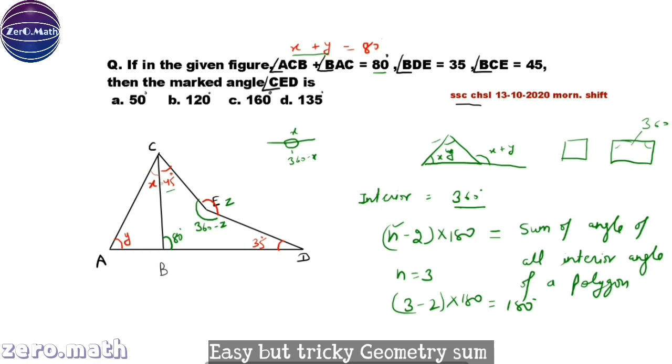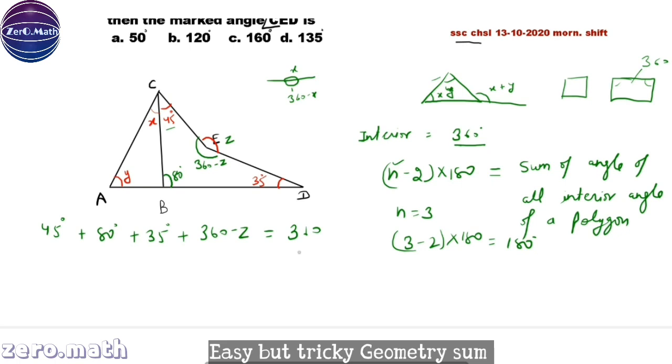Now once you know this concept, solving this sum is pretty simple. Let's start writing the equation. 45 degrees plus 80 degrees plus 35 degrees plus (360 minus Z) is equal to 360, which is the sum of internal angles of a quadrilateral. Let's try to solve this. We have 360 degrees on both sides, so let's cancel it out. What will be the value of Z? That would be 45 degrees plus 80 degrees plus 35 degrees. 45 plus 35 is equal to 80 degrees, and add 80 degrees to it. So it will be 160 degrees. So the value of Z would be 160 degrees.